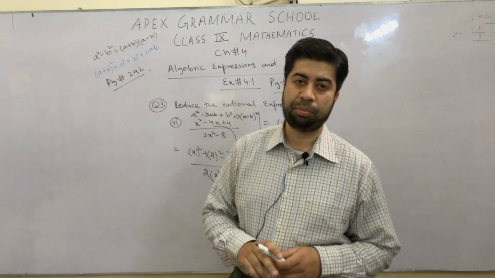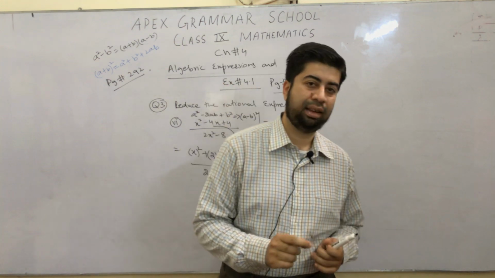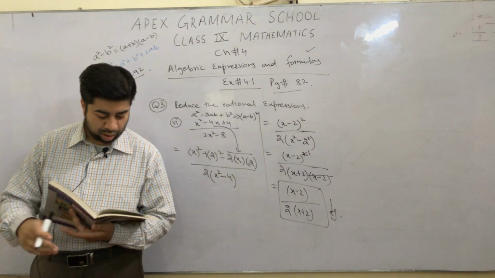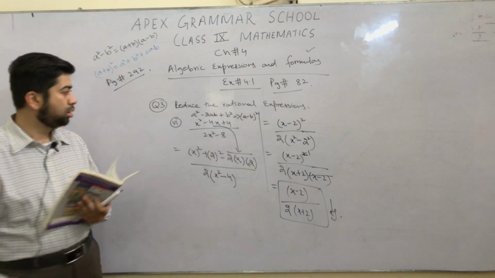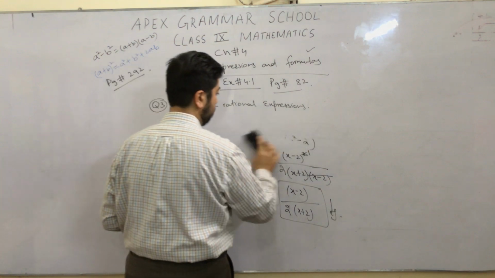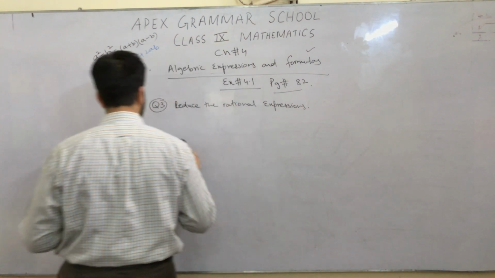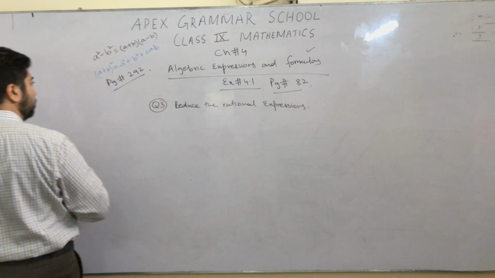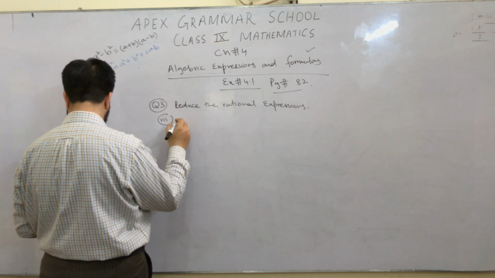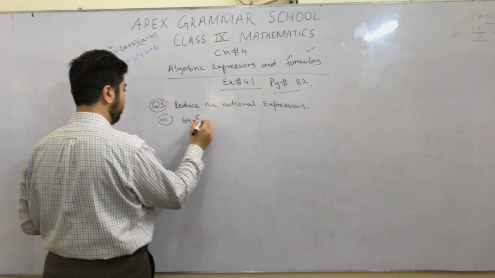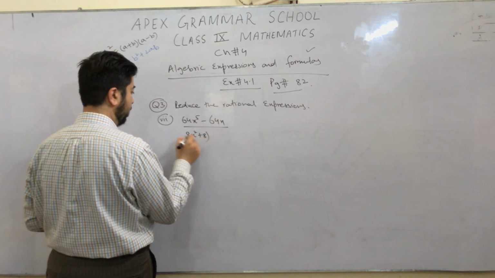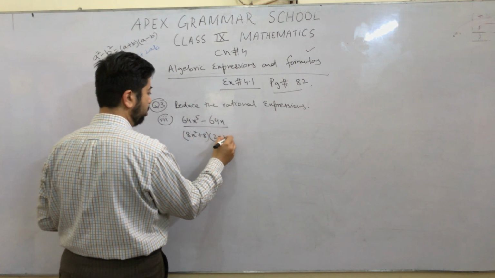Improve your formulas by writing them again and again. After that, this was part 6. Now part 7. Part 7 is 64x raised to power 5 minus 64x, denominator 8x square plus 8 and 2x plus 2.